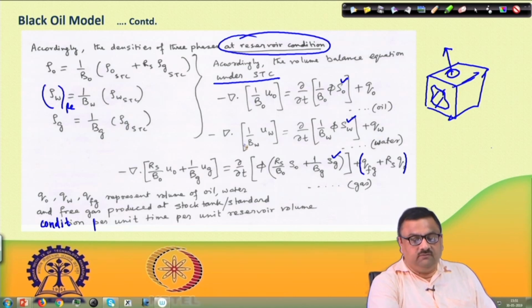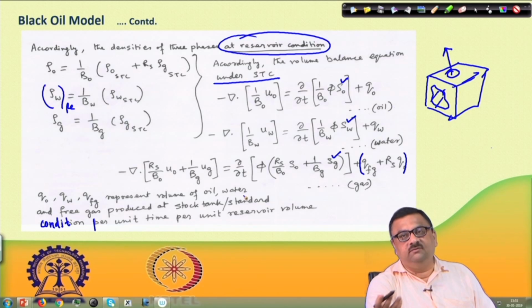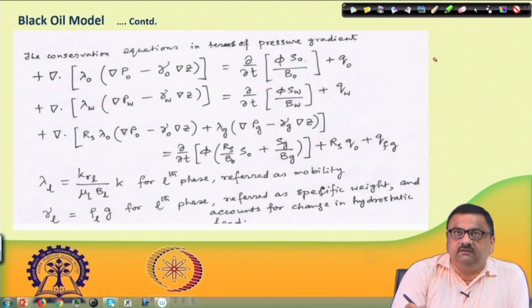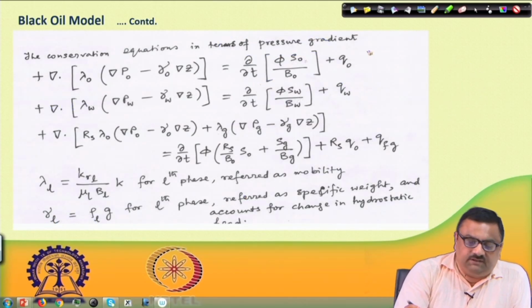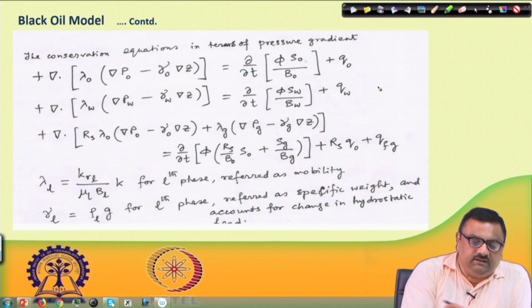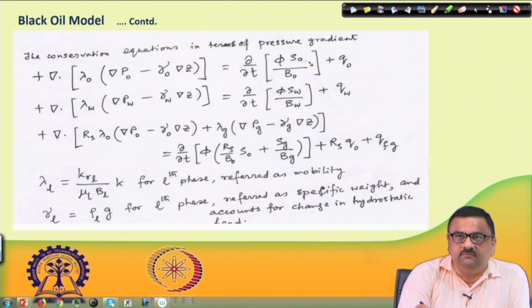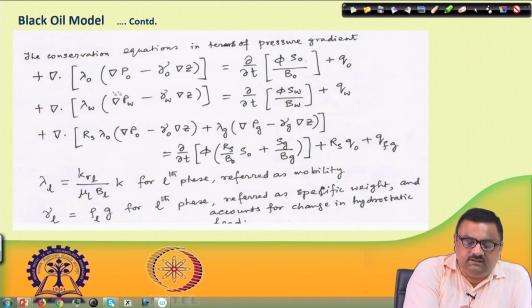I mean, if you do not want to consider this Bo, Bw, Bg, then you have to bring in the PVT relationship as it is covered in phase equilibria thermodynamics. The conservation equations in terms of pressure gradient, that means here we had only uo by Bo, uw by Bw, ug by Bg, those kind of terms were there. These are accumulation terms we have already seen, and this is the volume produced. So, these two terms are as it is, we kept only this here instead of this uo term.